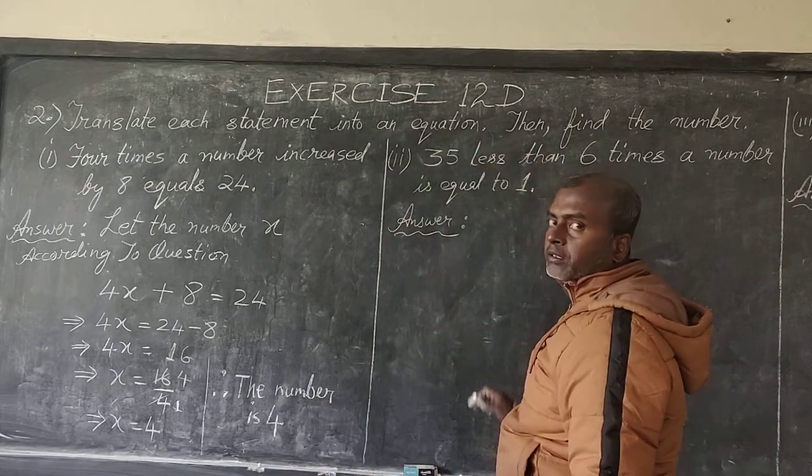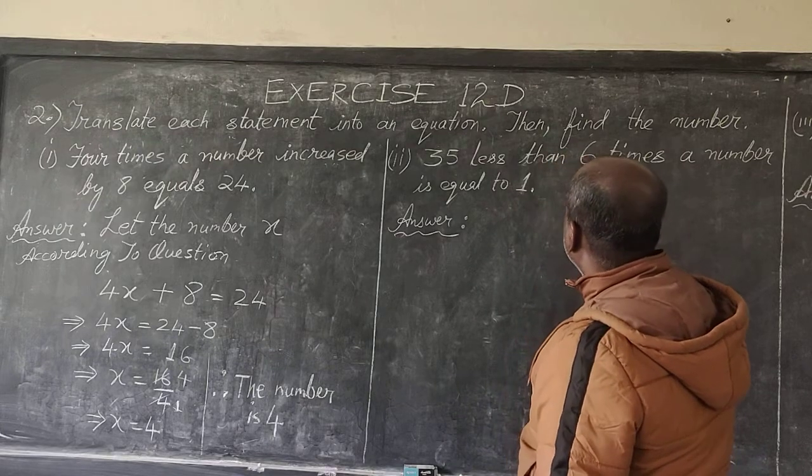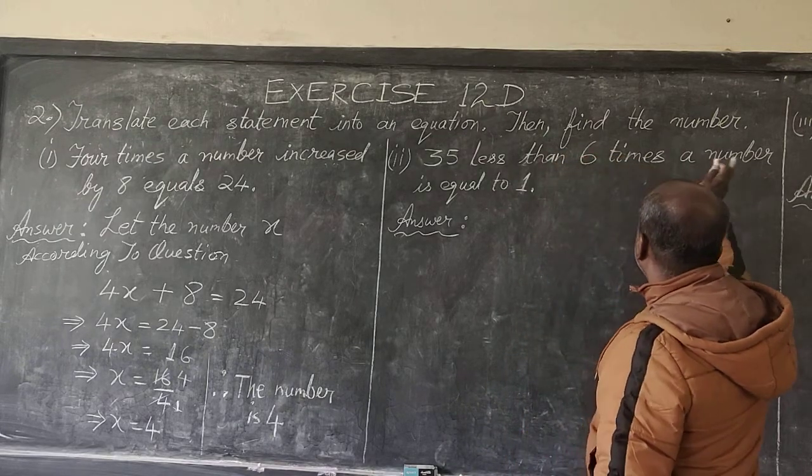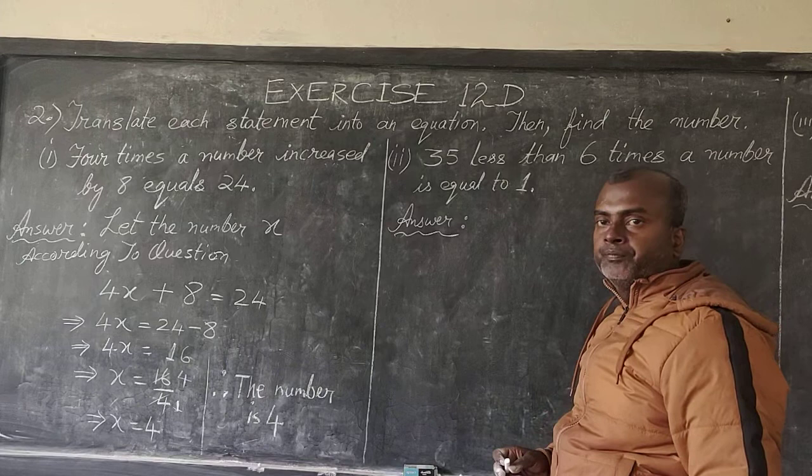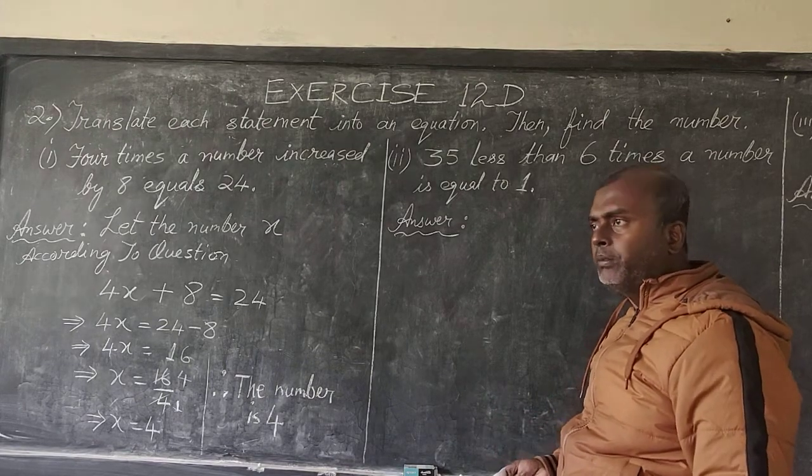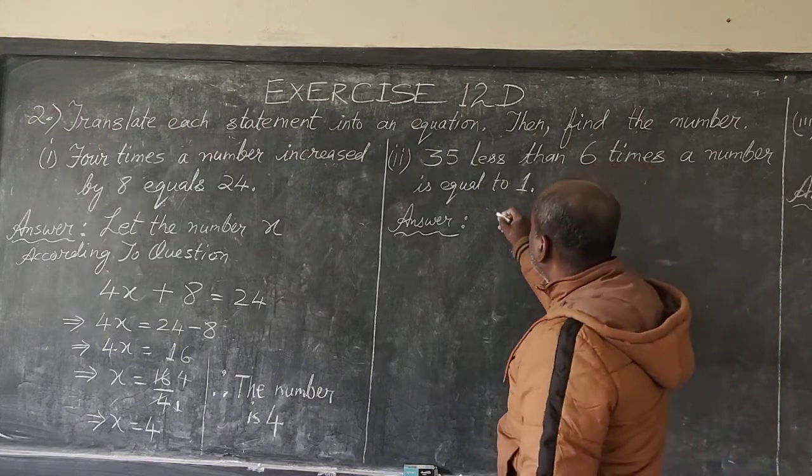Coming to the second part. 35 less than 6 times a number is equals to 1. 6 times the number. The number, what is the number? Don't know. So let the number be x.